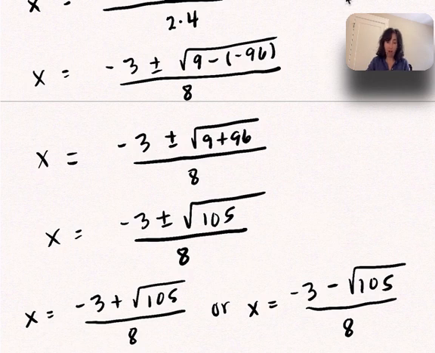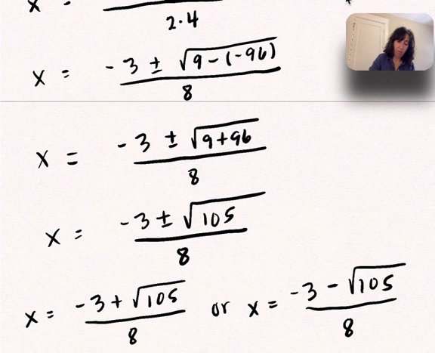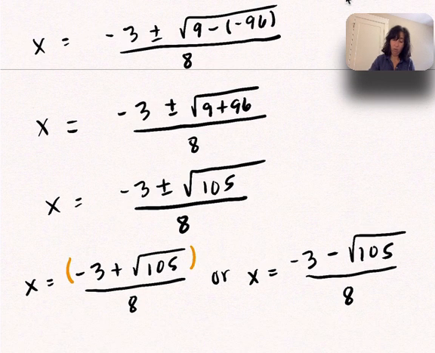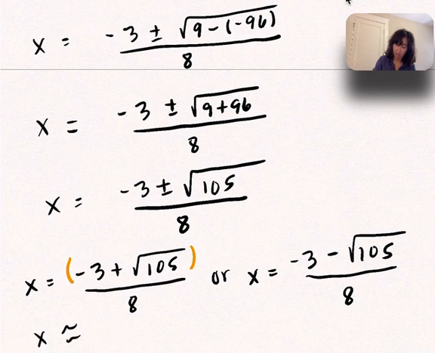So if you take your calculator out and type in negative 3 plus the square root of 105, divided by 8, you would want to be careful and put parentheses around this whole thing. So I would type into my calculator parentheses, negative 3 plus square root of 105, parentheses closed, and then divide by 8. If you don't put the parentheses around the top stuff, it's only going to divide the square root of 105 by 8, but it's not going to do the negative 3 over 8, which is important.